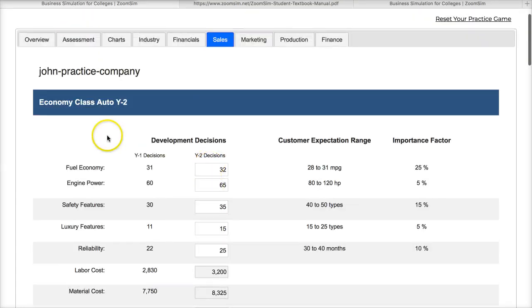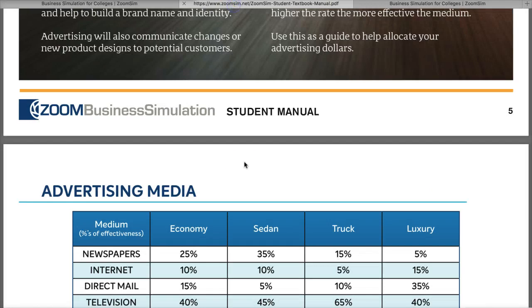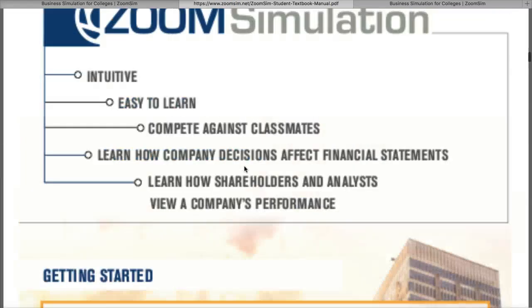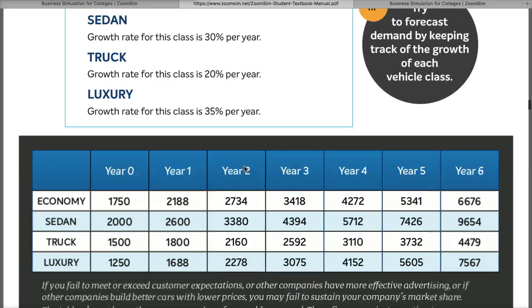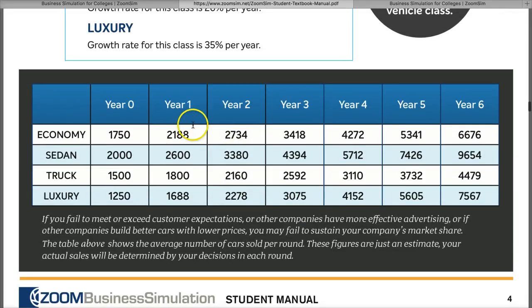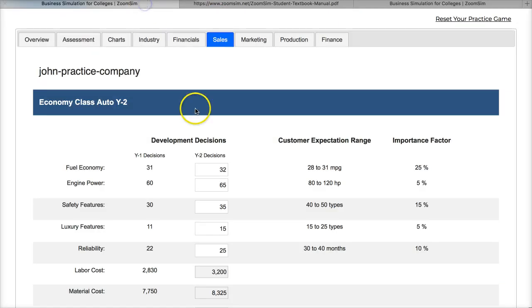Okay, so now that I'm in year 2, I'm going to go back to the student manual and go back to the sales and forecasting area. And I'm going to see, so year 2, we're moving from 21 to 27, 26 to 33, 21 and 22. So now I have my new targets. And again, those are just everybody being even. If everybody made the same exact car.